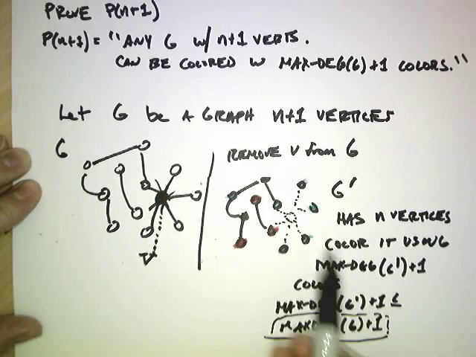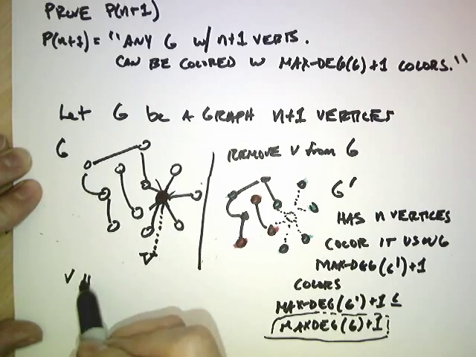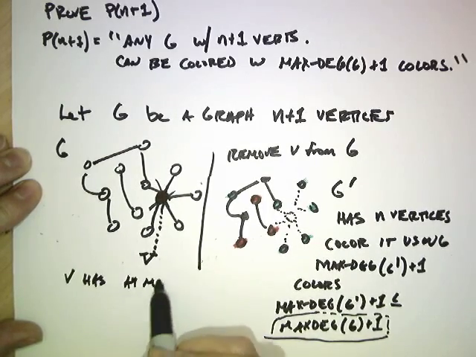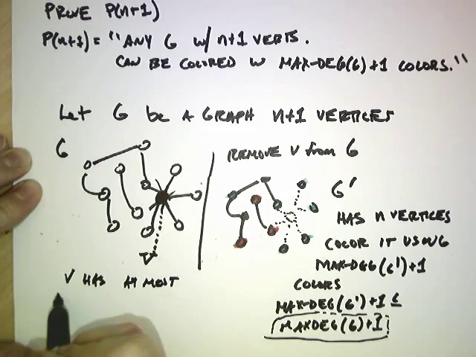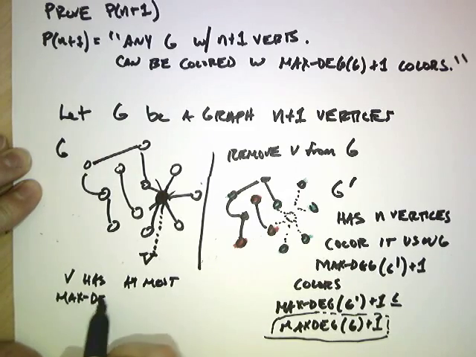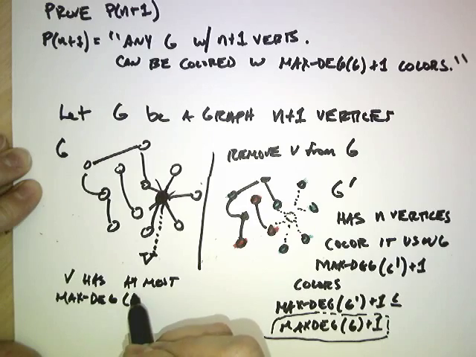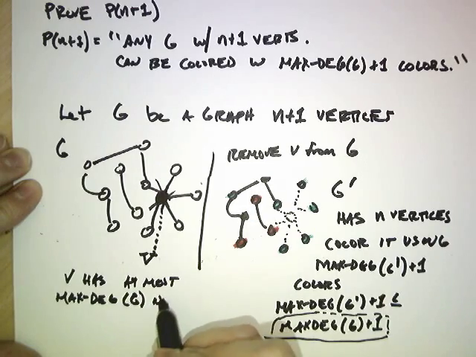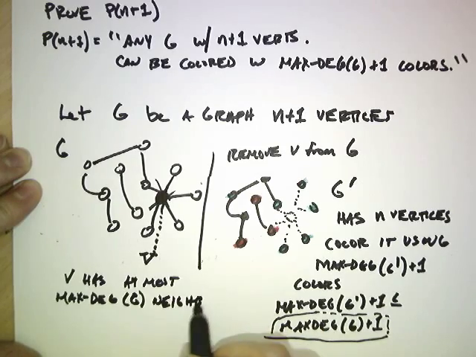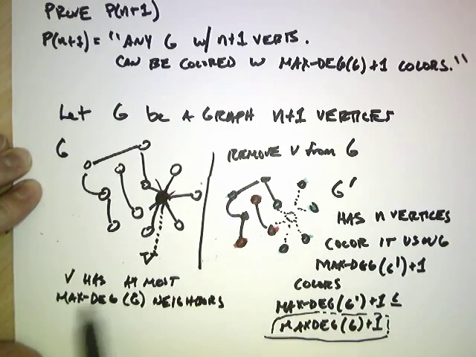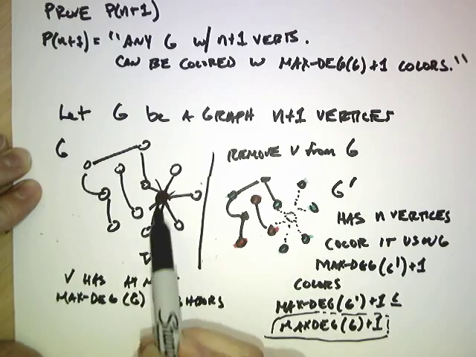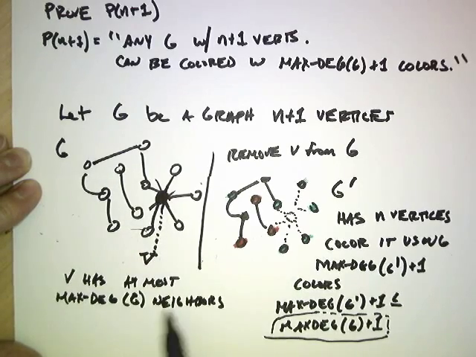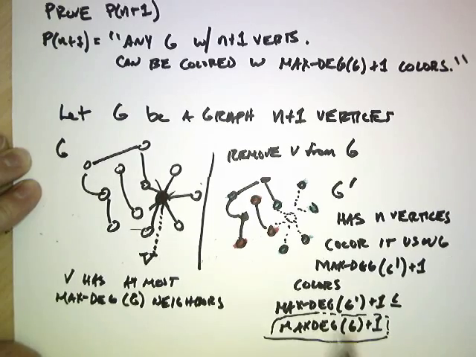Well, how many neighbors could V have? V has at most max degree of G neighbors, right? We know that V has at most max degree of G neighbors by definition of maximum degree. Every vertex in G has at most max degree of G neighbors. That's the definition of the maximum degree.